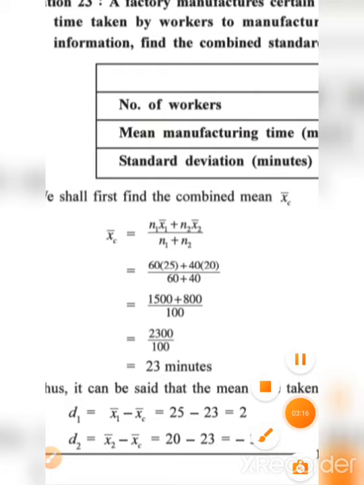Now we can find the combined standard deviation. Again, over here we have the formula for the combined standard deviation. Your combined standard deviation is the square root of n1 into bracket s1 square plus d1 square, plus n2 into bracket s2 square plus d2 square, whole upon n1 plus n2.